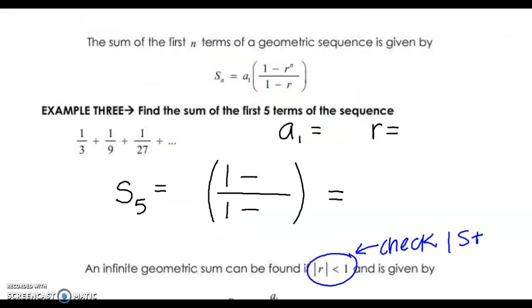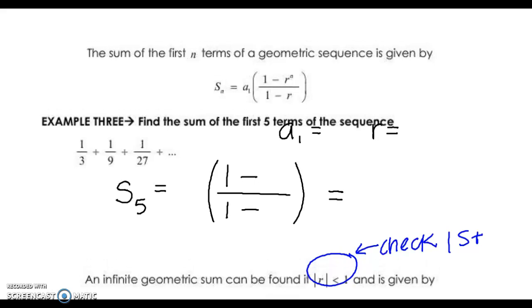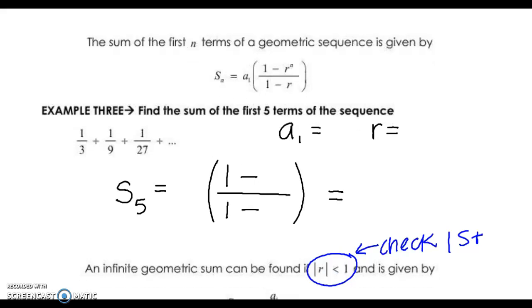Okay, now we're moving on to summation. The sum of those terms now. We're not just writing out the terms, we're going to sum them, add them all up. The sum of the first n terms, we could use this formula. So find the sum of the first 5 terms of the sequence. So a sub 1 is the first term, that's 1/3. And it turns out that r also happens to be 1/3. So let's just follow the formula here.